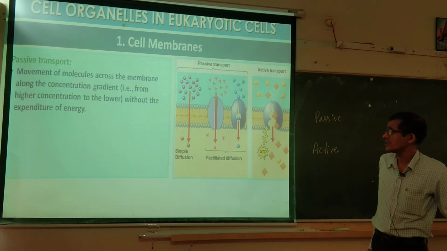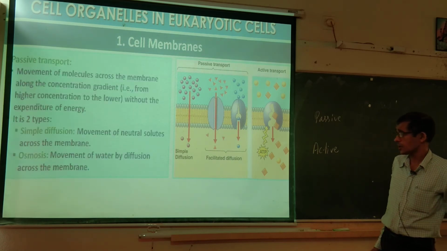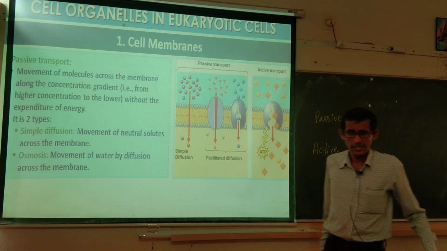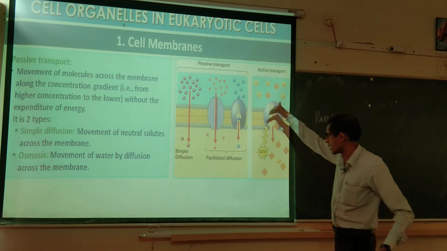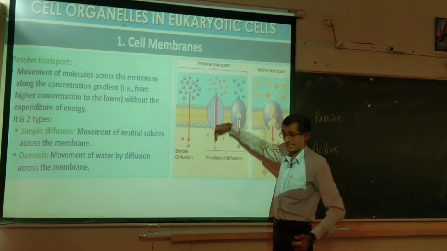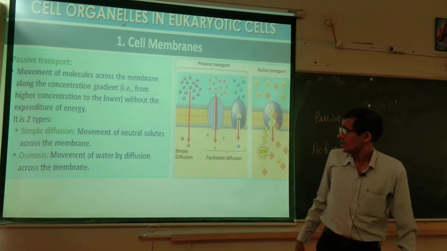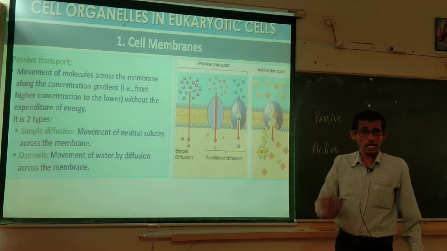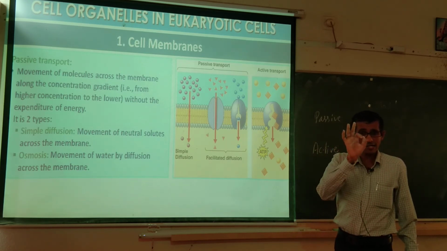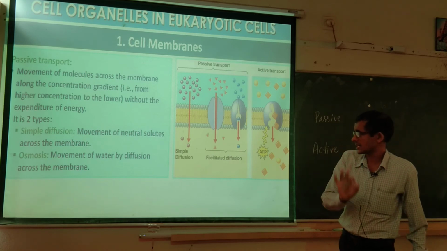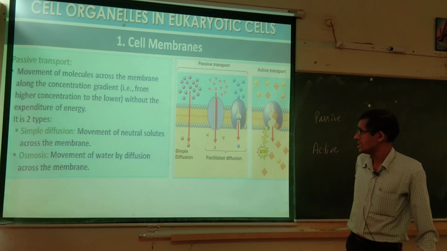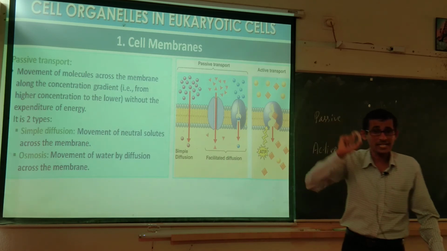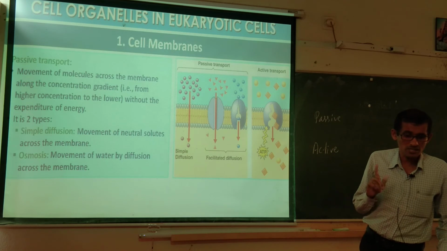So here I have given the appropriate diagram. Passive transport: if you take the movement of molecules across the membrane. Across the membrane means what? Through the membrane, the movement of the particle is there, along the concentration gradient. Along the concentration gradient, across the membrane, movement of particles, movement of molecules. So what does along the concentration gradient mean?